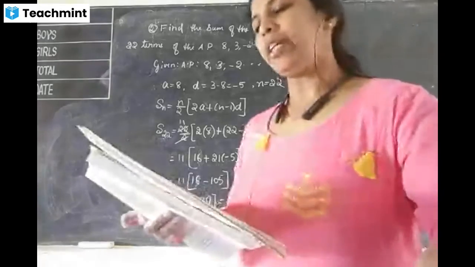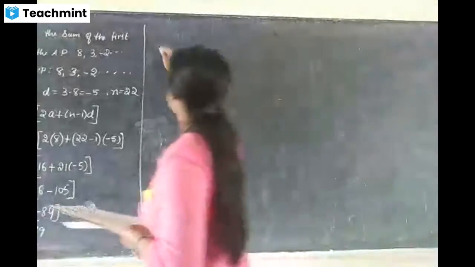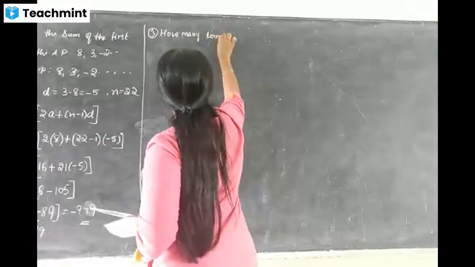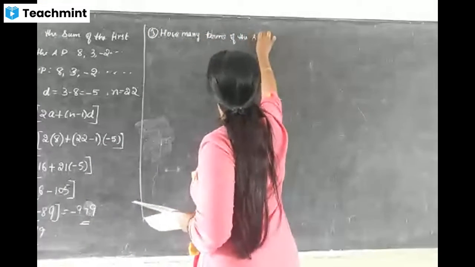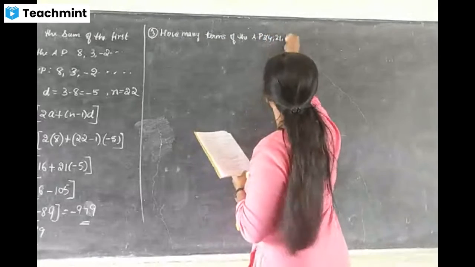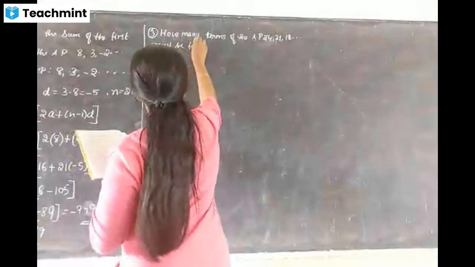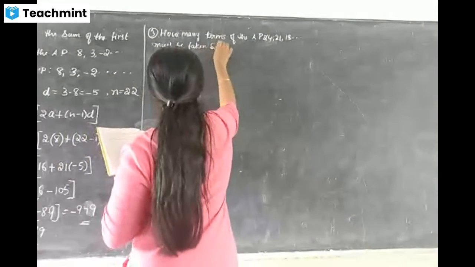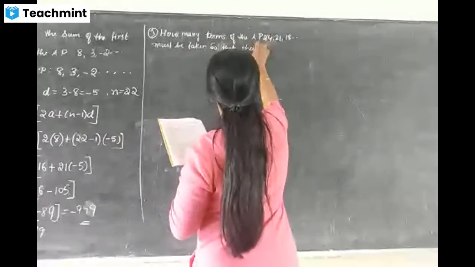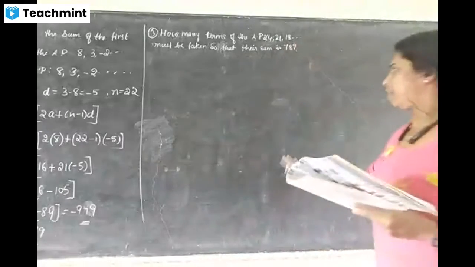Next, third one: how many terms of the AP 24, 21, 18, and so on must be taken so that their sum is 78? Their sum is 78.